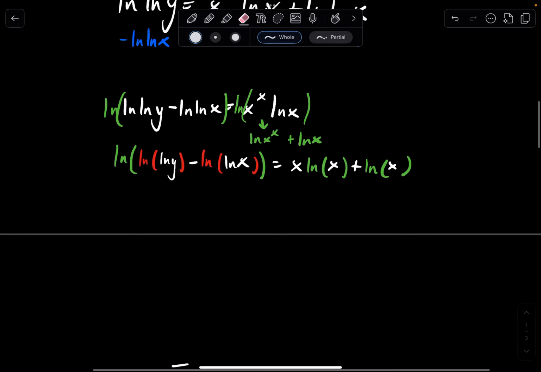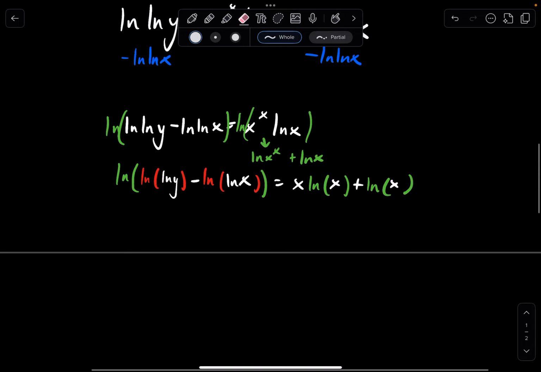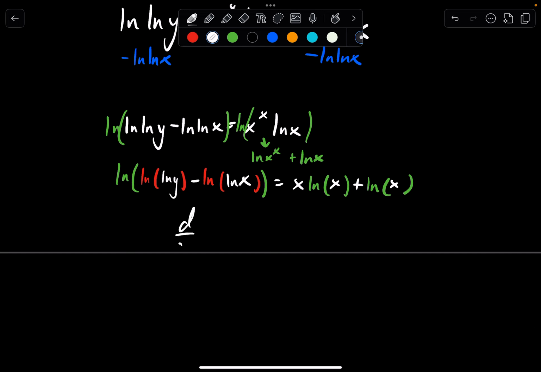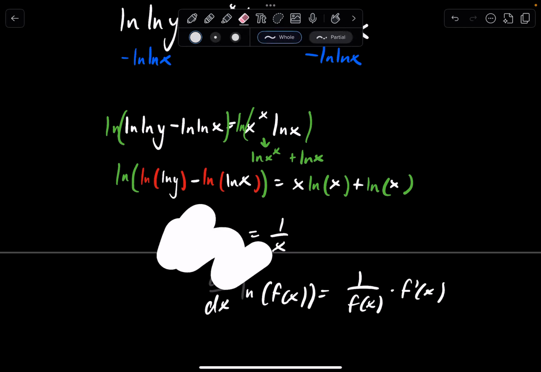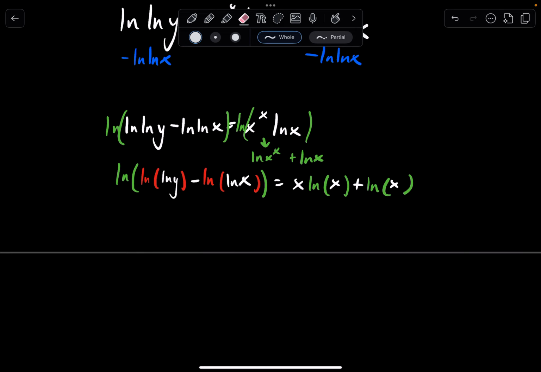Now, let's differentiate both sides. And remember, the derivative of natural log of x, for example, would be 1 over x. So the derivative of ln of f of x is just equal to 1 over f of x times f prime of x. Beautiful. So we can treat everything using chain rule. Let's see what that means.